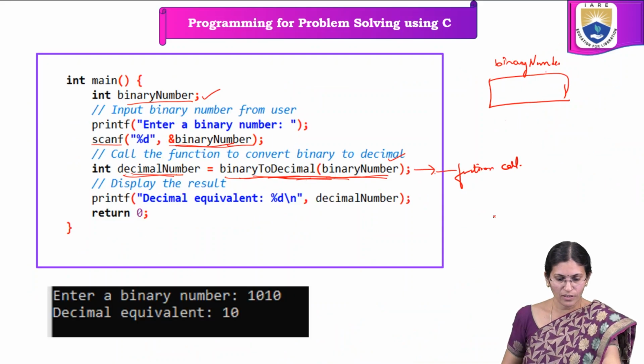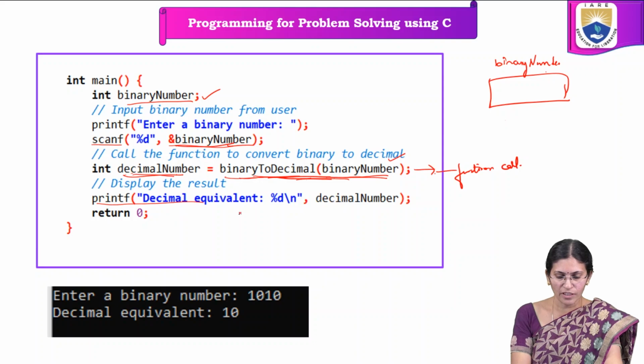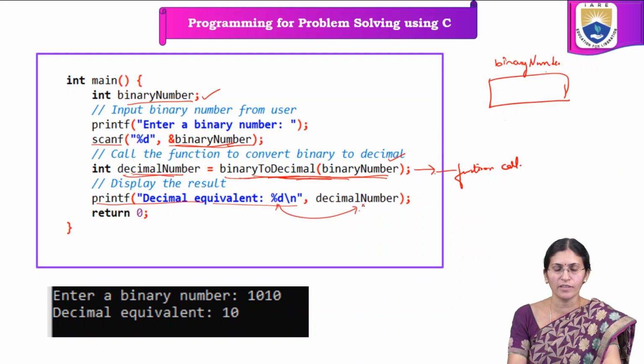If you execute this program, at the end the printf statement will print the corresponding decimal equivalent. Percentage d is the format specifier to print the decimal number. If you enter the binary number as 1010, you will get the output as decimal equivalent is 10.